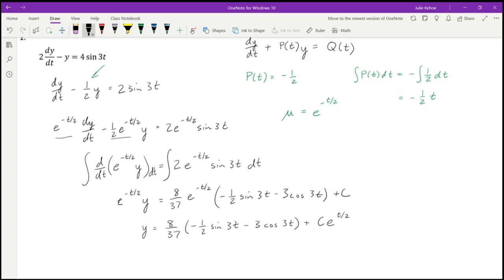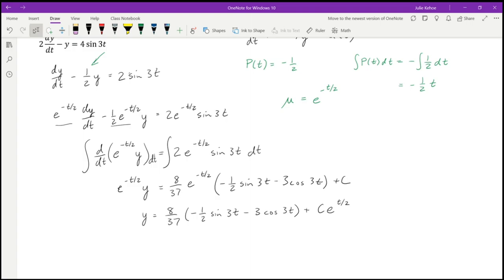And I can clean this up a little bit by distributing the 8 over 37 to get a final answer. So we end up with negative 4 over 37 times sine of 3t minus 24 over 37 times cosine of 3t plus c e to the t over 2. And there's our answer.